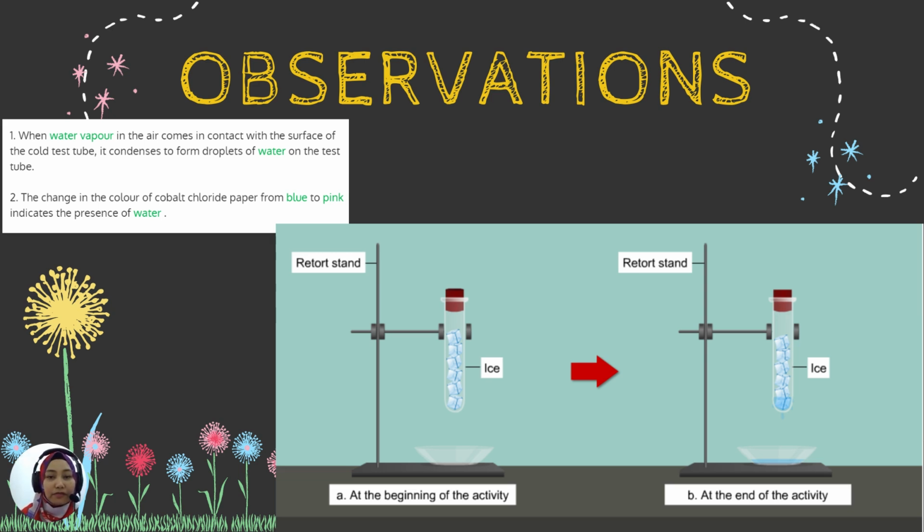Okay, observations. When water vapor in the air comes in contact with the surface of the cold test tube, as you can see in the diagram, it condenses to form droplets of water on the outer surface of the test tube. The change in the color of cobalt chloride paper from blue to pink indicates the presence of water.